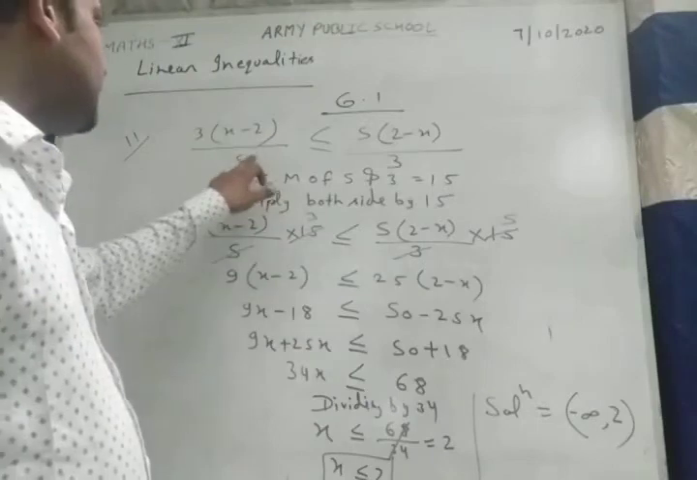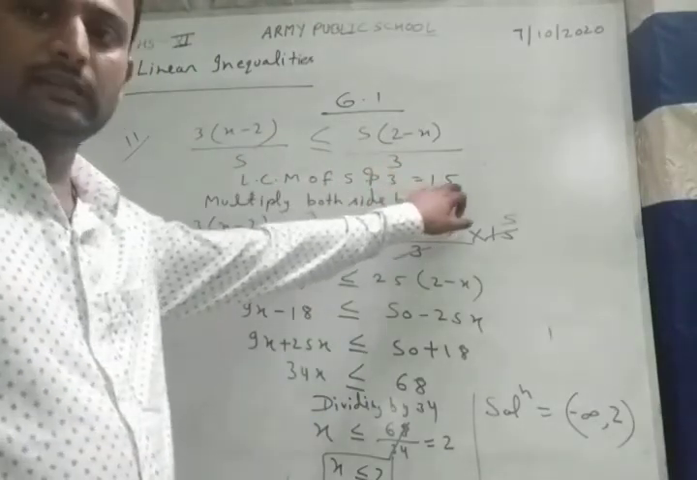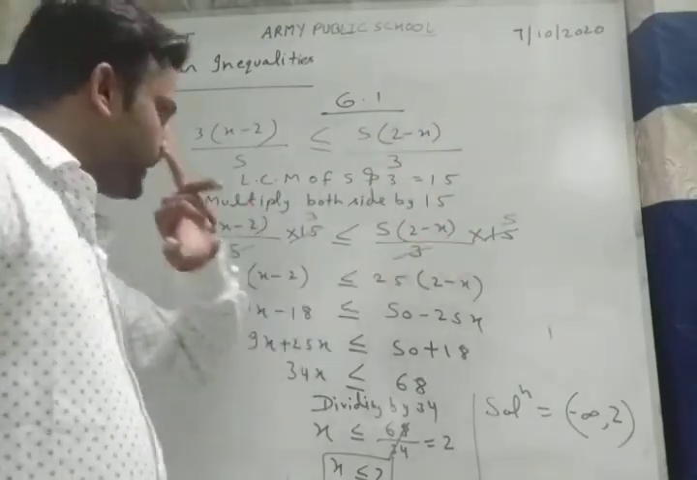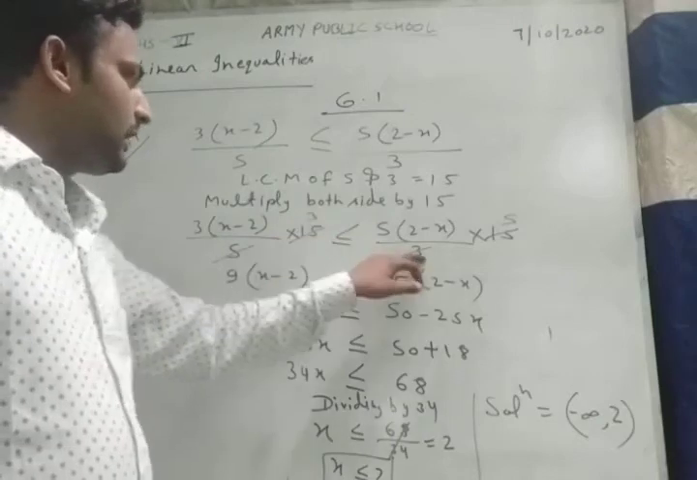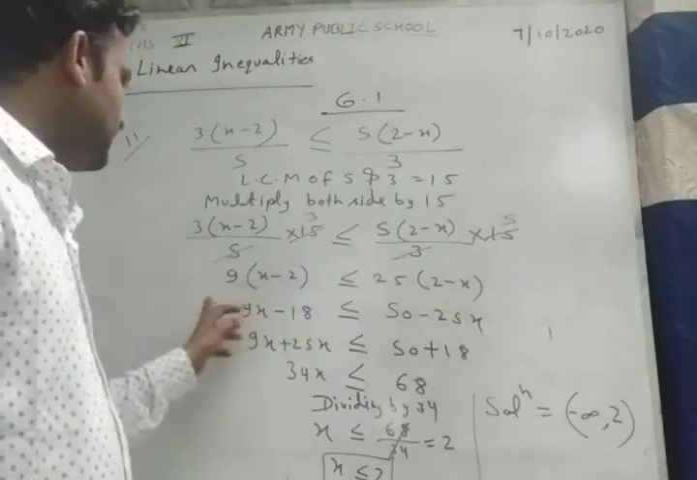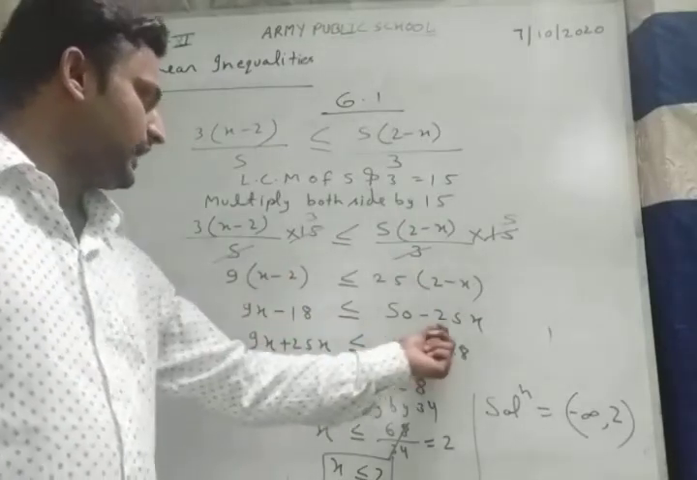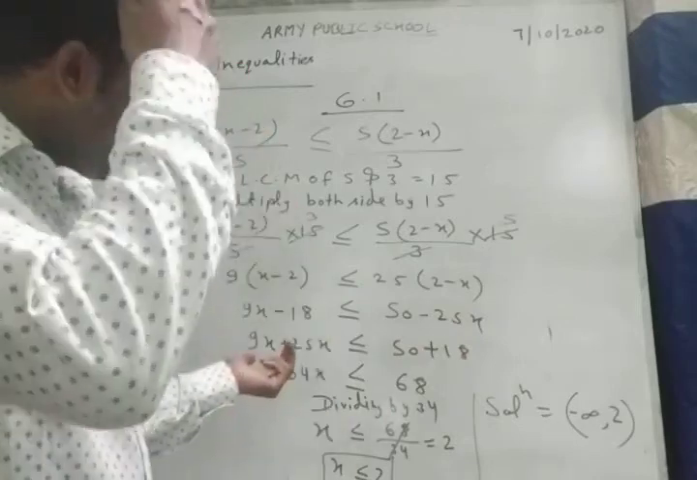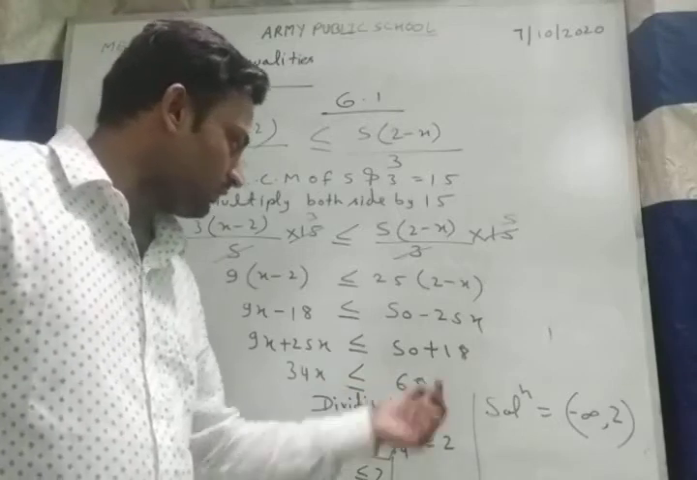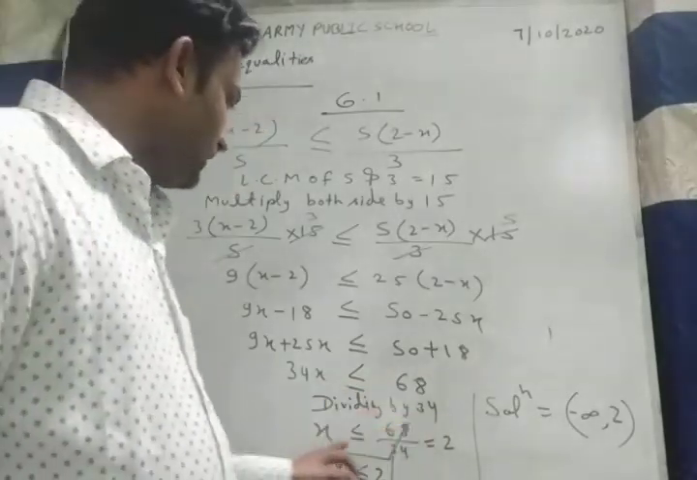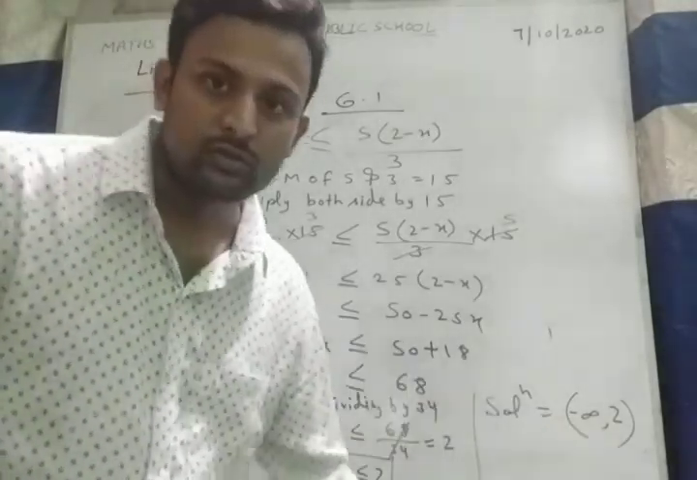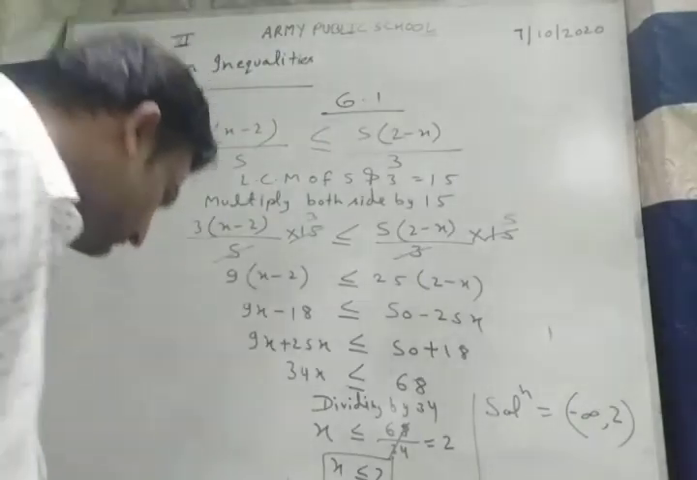First, I have taken the LCM of 5 and 3. We get 15 LCM. So multiplied 15 to both sides of the inequality, here and here. It will be reduced by 5, 3, and it will be reduced 5. We get 3 3s are 9, 5 5s are 25. After multiplying, we get this, and after this we transpose the variable to the left hand side, the constant to the right hand side. We get 34x is less than or equal to 68. After dividing by 34, we get x is less than or equal to 2. So our solution is minus infinity to 2. Okay. Next question.